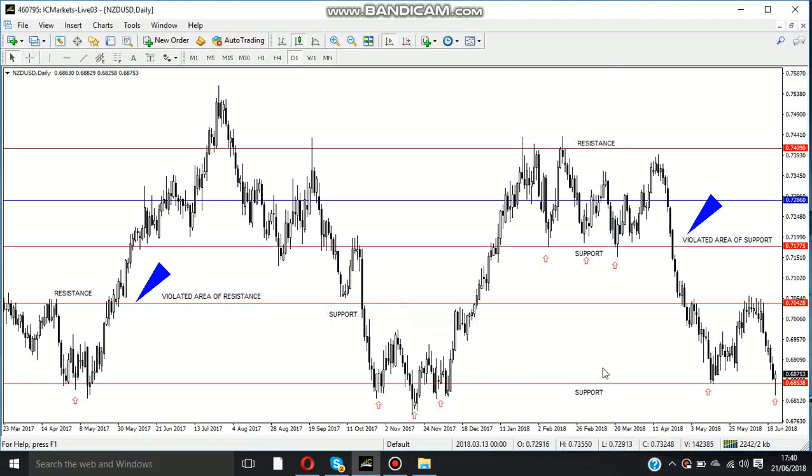Support and resistance for the beginner traders of forex. You can also incorporate this if you're obviously advanced as well. It depends on what type of style you like to trade. So it's just completely up to you.